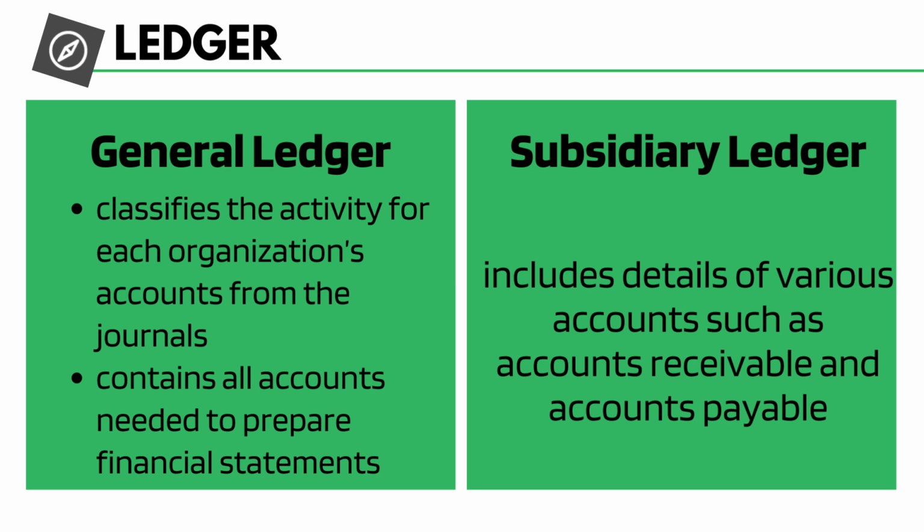There are two types of ledger: general ledger and subsidiary ledger. A general ledger summarizes the activity for each organization's accounts from the journals. This book is where the entries from various journals are being posted. On the other hand, a subsidiary ledger includes details of various accounts such as accounts receivable and accounts payable. They are kept separately to better control accounts in the general ledger that need extensive monitoring. The subsidiary ledger breaks down the total amount reflected in the general ledger into parts, per customer for the accounts receivable and per supplier for the accounts payable.